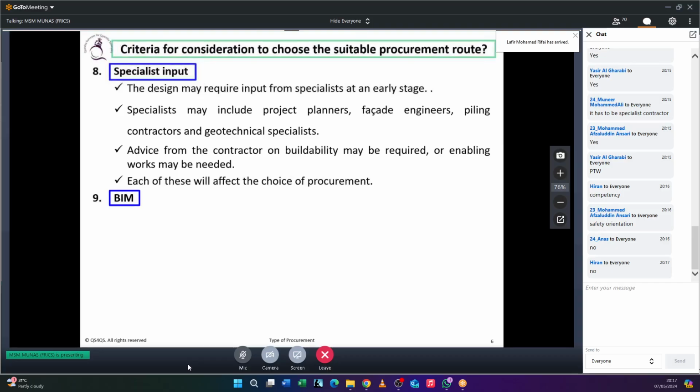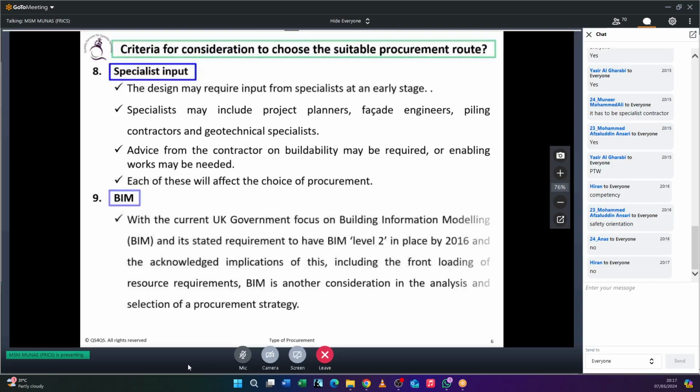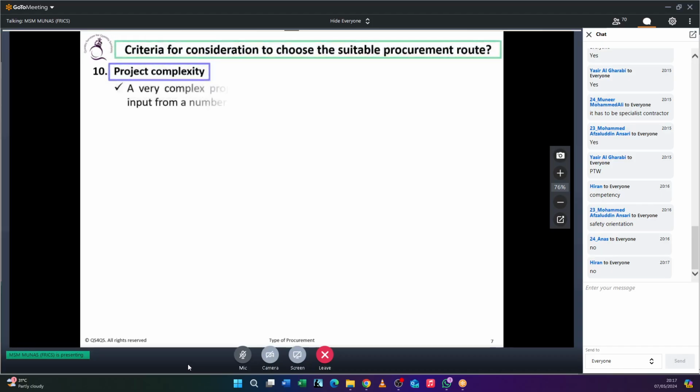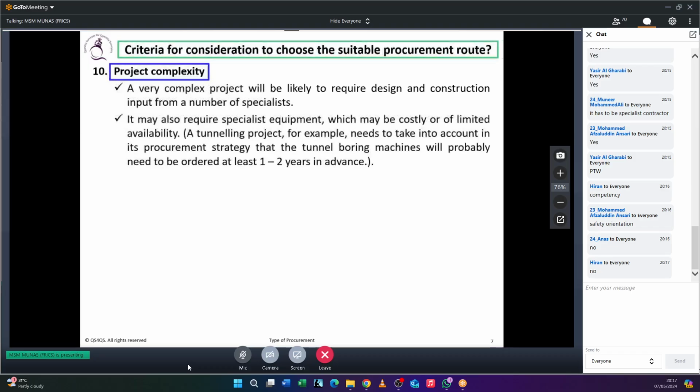BIM is not applicable nowadays in our Gulf region, but in the UK this is one of the requirements. So still it is only a concept, and we need not bother in our Gulf region. But in the future BIM will also be one of the inputs you need to consider when it comes to the procurement route. Next, project complexity. When the project complexity increases, you have to go for a procurement that will accommodate it.